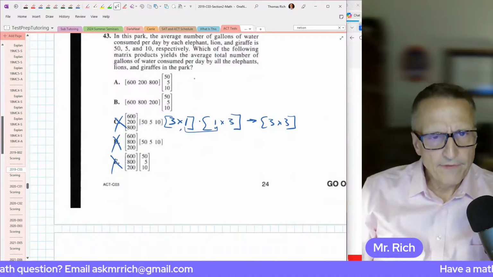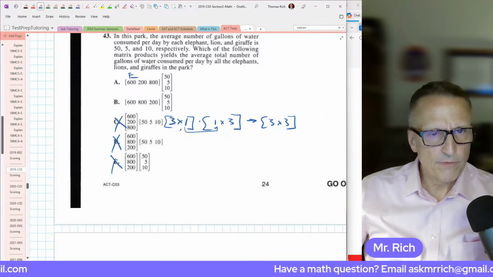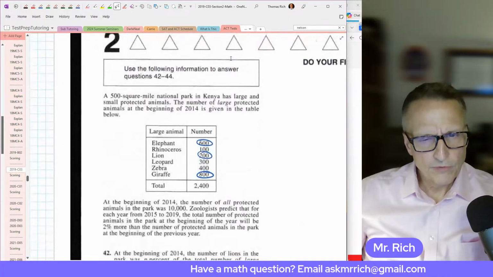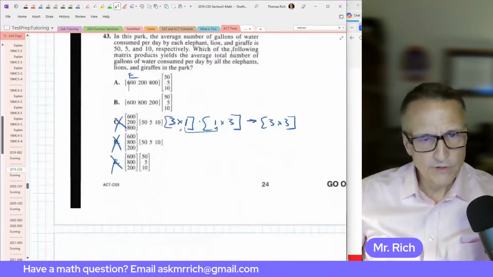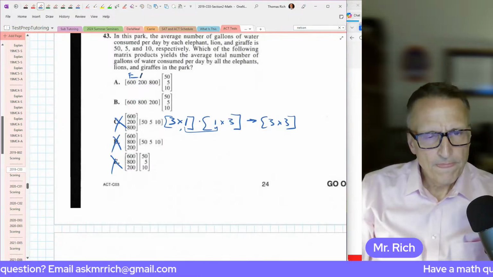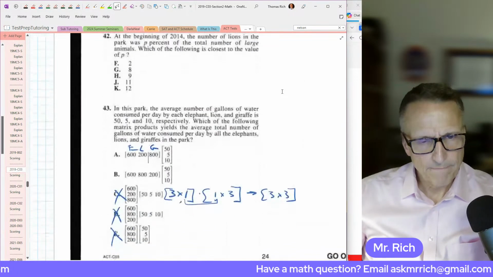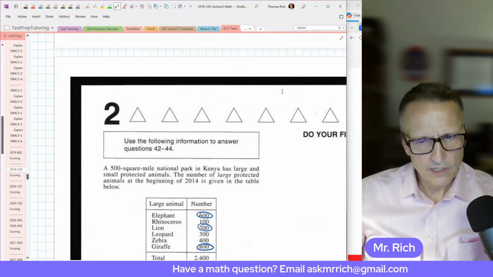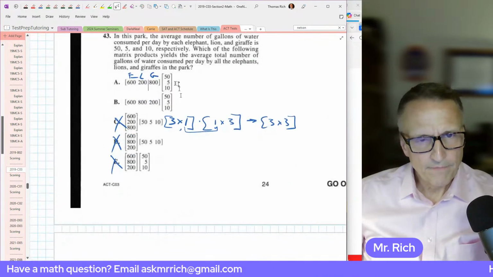So what we have is 600 elephants. That must be what the 600 represents. There's 200 lions, and then there's 800 giraffes. This is a 500 square mile national park in Kenya. So lots of animals there.